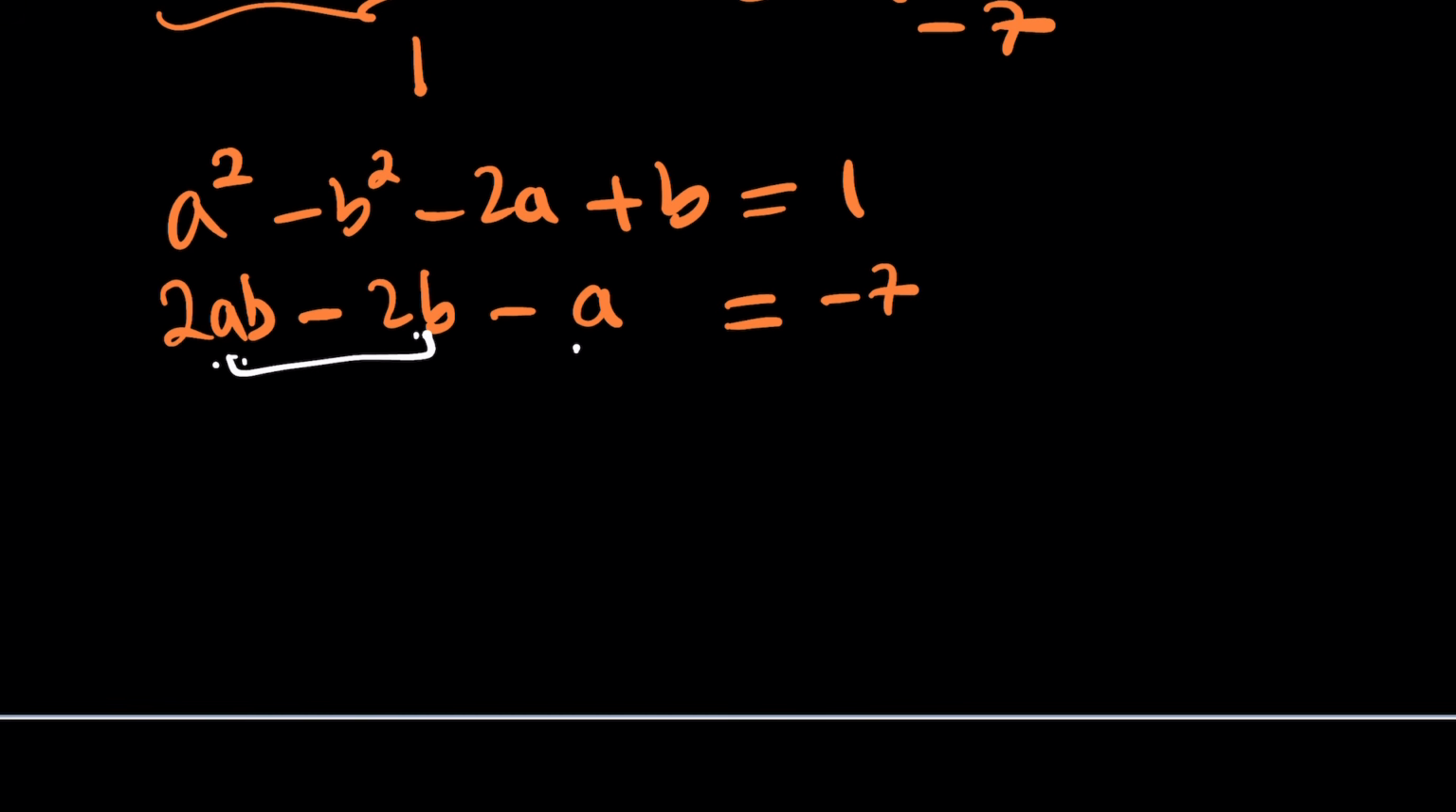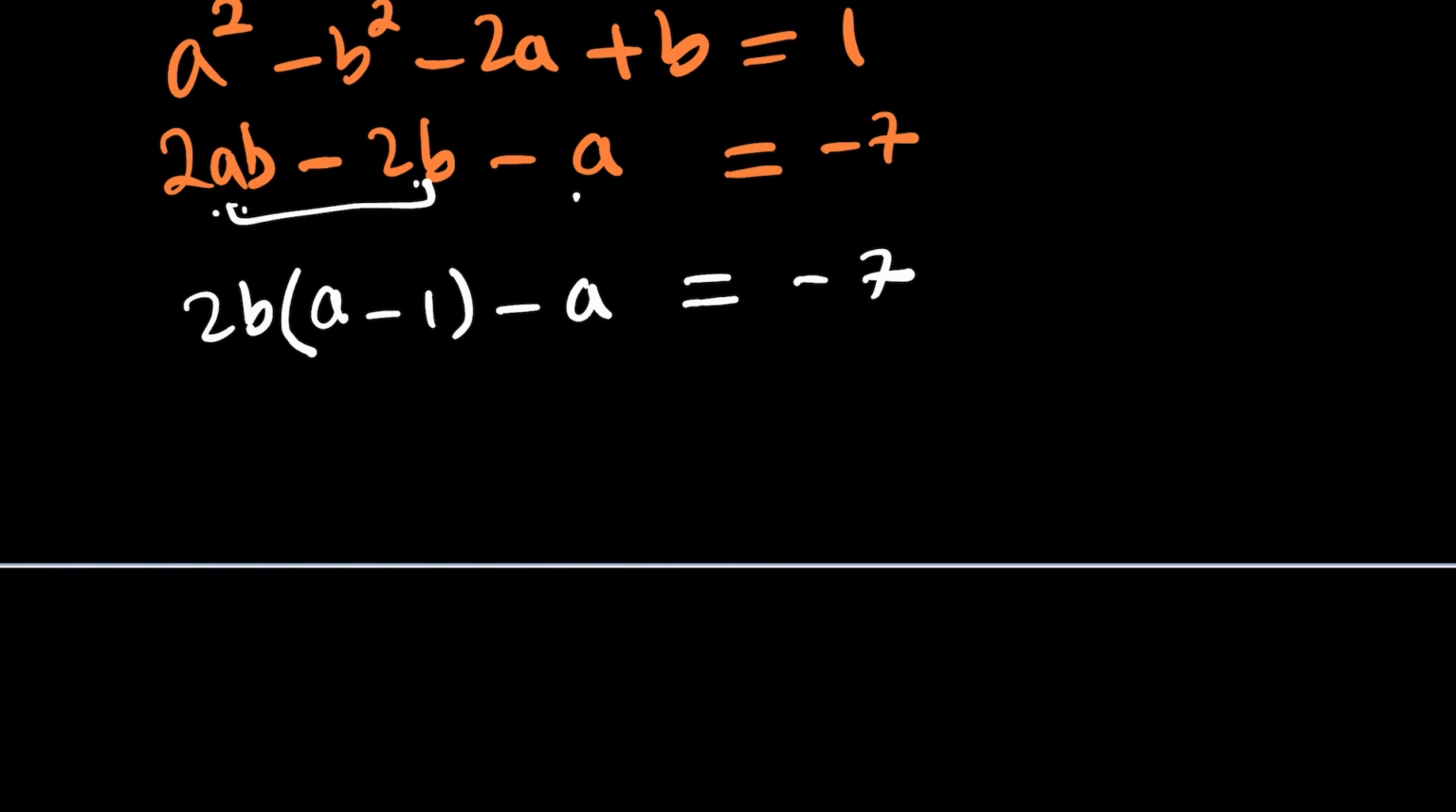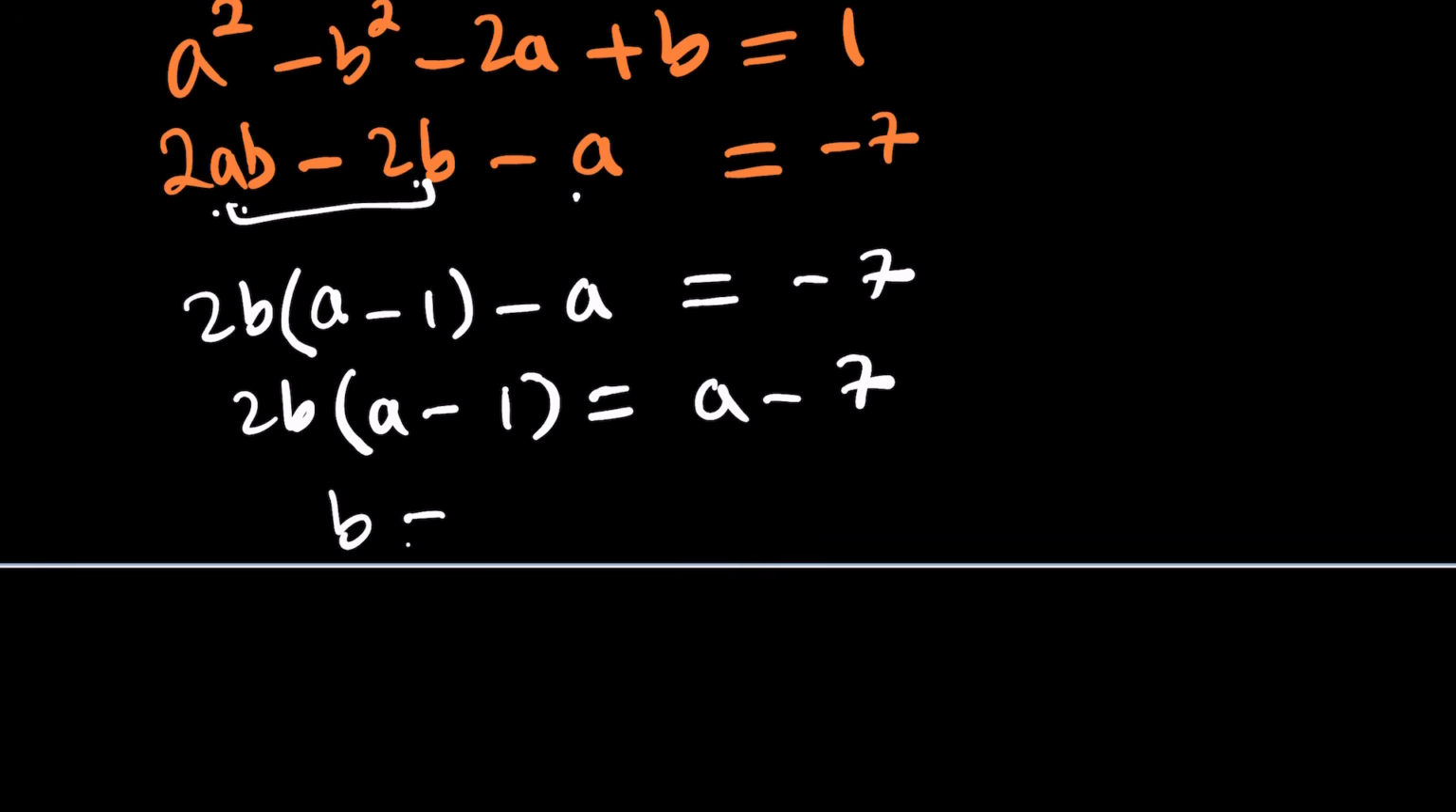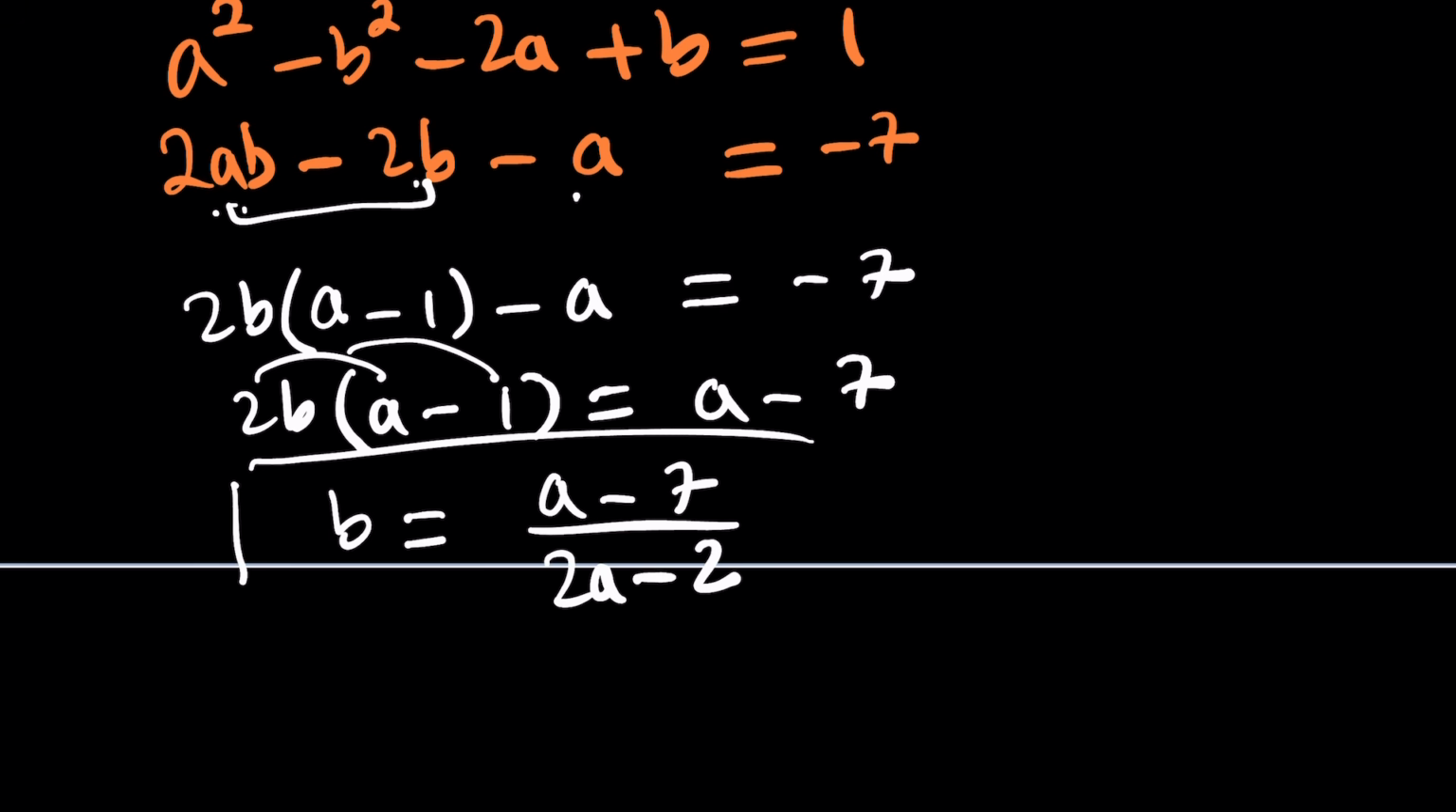We can start with these two, which means I'm going to factor out a 2b, or just b is fine as well. If you factor out 2b, you get a minus 1, and then minus a equals negative 7. Let's go ahead and add a to both sides. 2b multiplied by a minus 1 is equal to a minus 7. And finally, divide both sides by 2 times a minus 1, or I would probably just distribute it and divide by 2a minus 2.